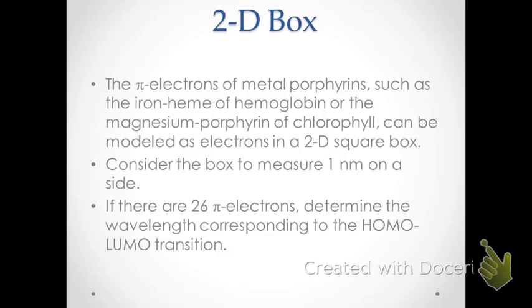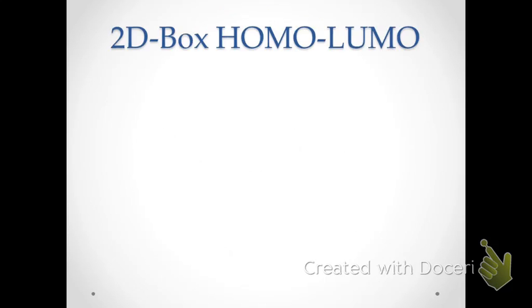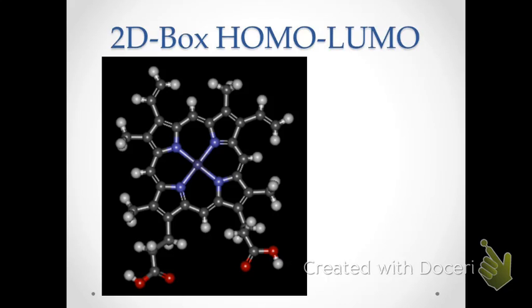All right. Now here is another particular example that we're going to be working on in class, and this is a situation where we're actually looking at a two-dimensional model, because we can consider pi electrons in these metal porphyrins to be like a two-dimensional box, and so we can take that and do some calculations. If we have 26 pi electrons in this system, in this two-dimensional box, where the side of the box, and we're going to assume it's square, is 1 nanometer, we can calculate the HOMO-LUMO transition using the equations for the two-dimensional model.